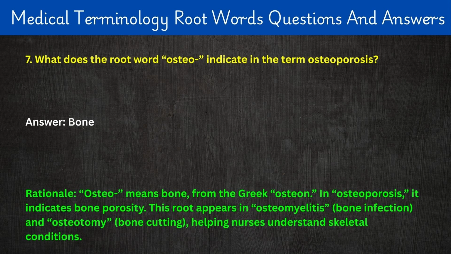7. What does the root word osteo- indicate in the term osteoporosis? Answer: bone. Rationale: Osteo- means bone, from the Greek osteon. In osteoporosis, it indicates bone porosity. This root appears in osteomyelitis, bone infection, and osteotomy, bone cutting, helping nurses understand skeletal conditions.